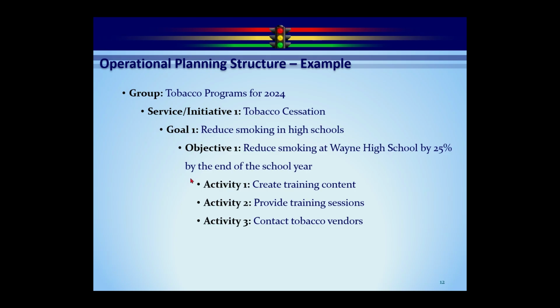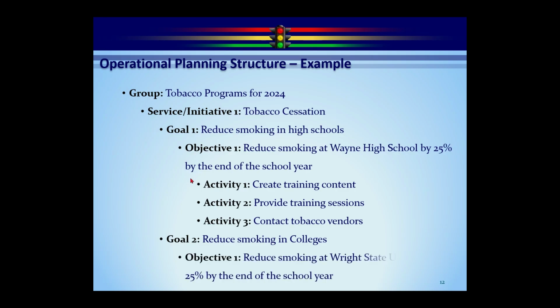Now, plans can replicate at any level. So for instance, I have reduced smoking at high school as my goal. I might also have a goal of reduce smoking in colleges. And then underneath that, I could have a SMART objective of reduce smoking at, in this case, Wright State University, my other alma mater in lovely Dayton, Ohio, by 25% by the end of the school year. And then I'd probably have similar activities underneath that. I can replicate up at the tobacco cessation level. I can have multiple services or initiatives in my plan.